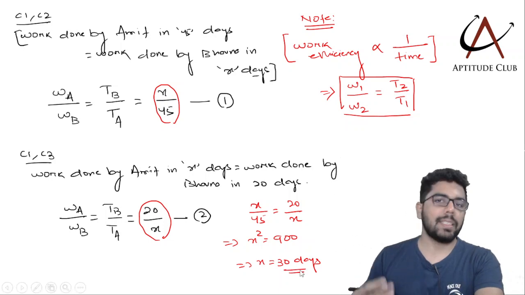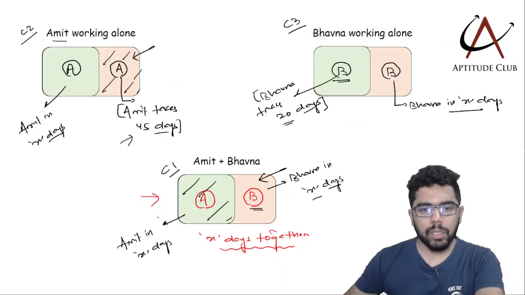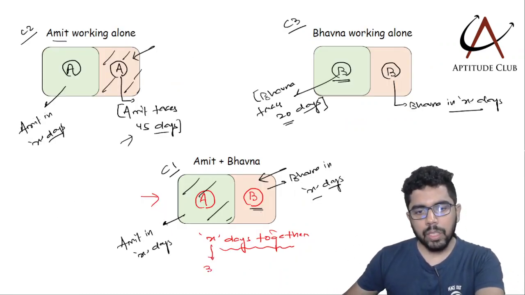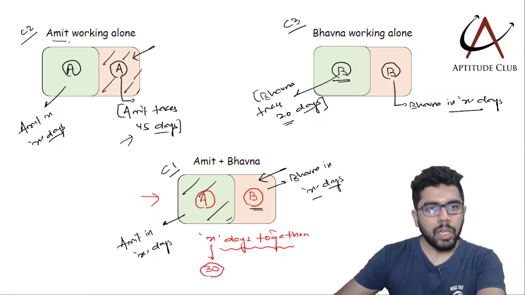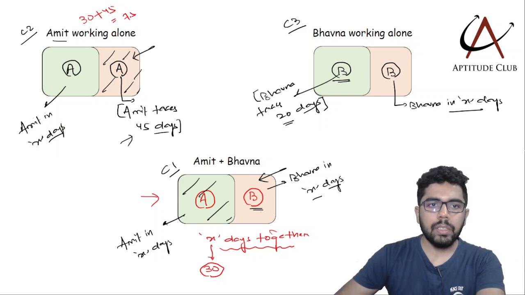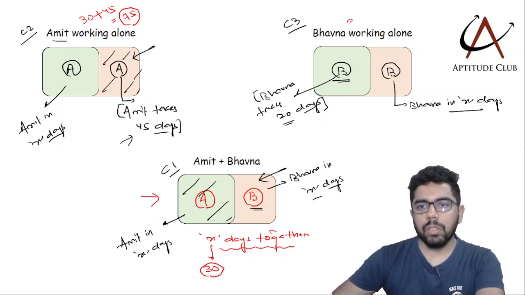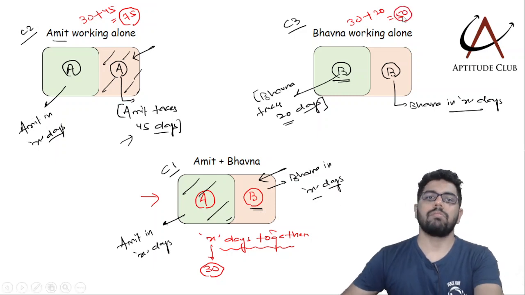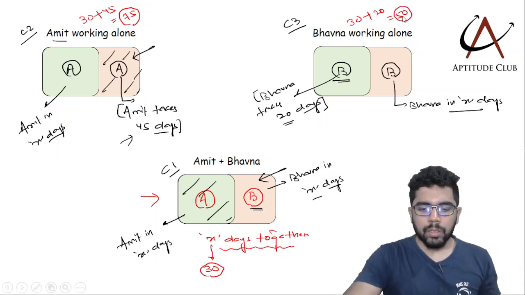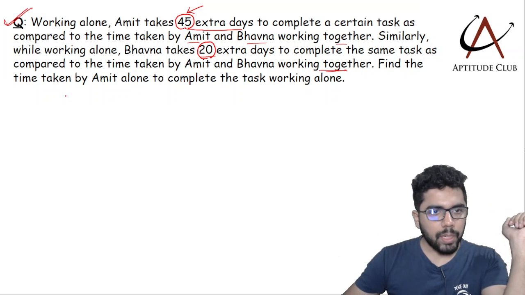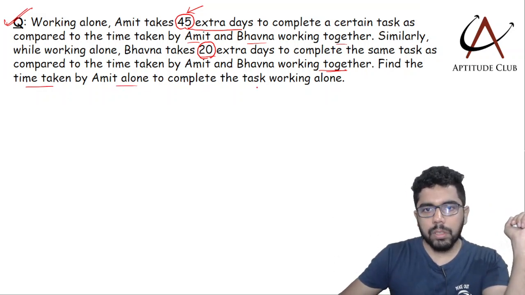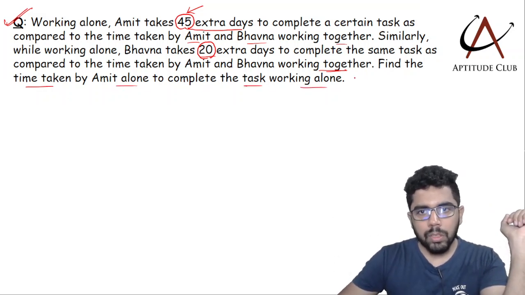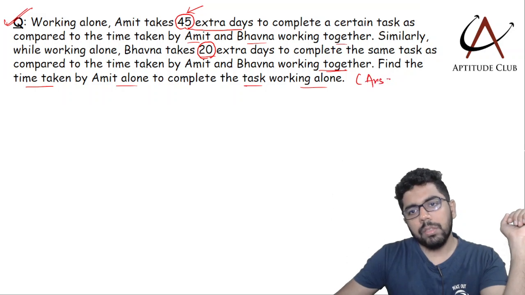Once you know what X is, then we can easily calculate. If X is 30, Amit working alone will take 30 plus 45, 75 days, and Bhavna working alone will take 30 plus 20, 50 days. Easy. So coming back to the question, find the time taken by Amit alone to complete the task. Answer is 75 days.